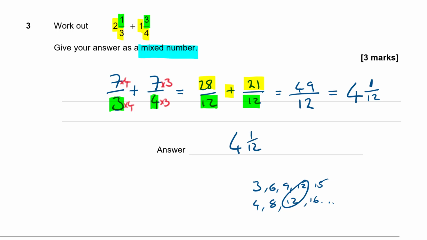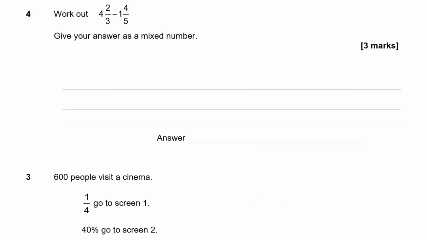Okay, so quite a lot of steps to this. Convert it to an improper fraction, find the common denominator, add them, and then convert back. So quite a lot of steps, but each step is relatively straightforward. Question 4, work out 4 2/3 minus 1 4/5. Give your answer as a mixed number.